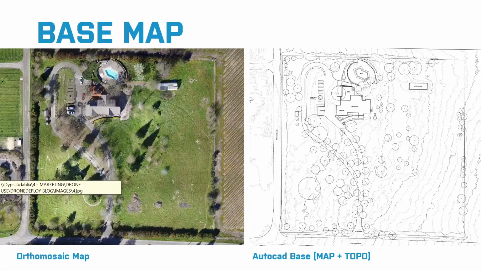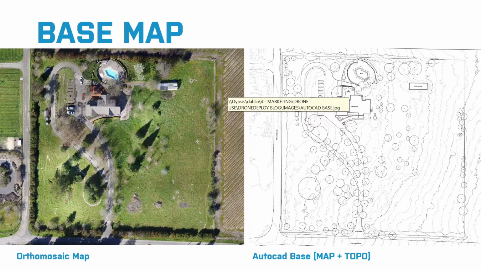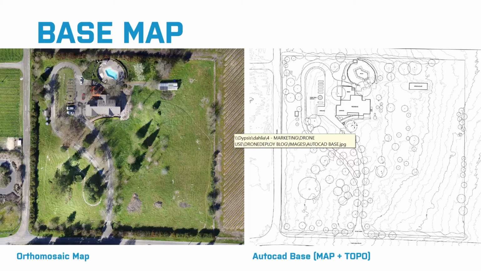So here's the orthomosaic map on the left, which is the plan view, just aerial imagery. And with that and the 3D model topography, you can create a fairly accurate survey, which is very useful for the purposes of this design project.